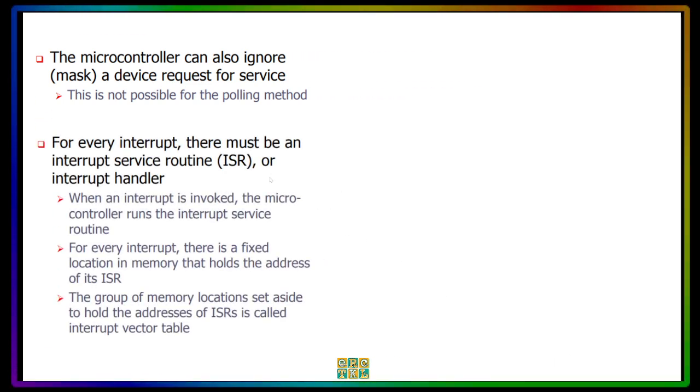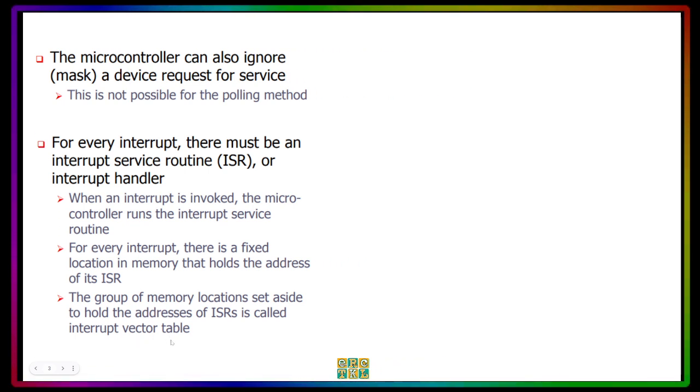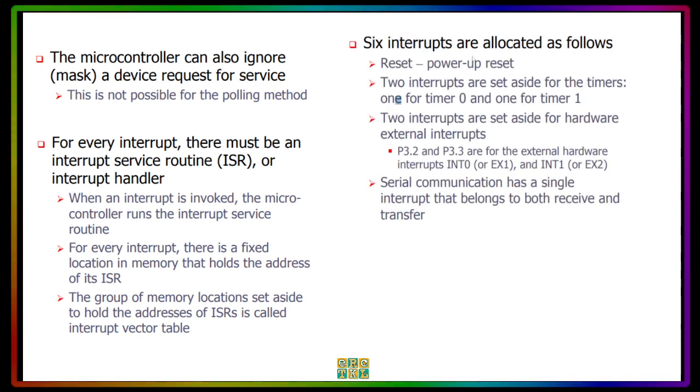Now, for every interrupt, there must be an interrupt service routine or ISR, or the interrupt handler. So, whenever there's an interrupt request, when an interrupt is invoked, the microcontroller will run the particular interrupt service routine or ISR. And for every interrupt, there is a fixed location in memory that holds the address of the ISR. And the group of memory locations set aside to hold the addresses of the ISRs is called the interrupt vector table. So this interrupt vector table contains the group of memory locations set aside to hold the addresses of ISR. So there are 6 interrupts and they are the following.